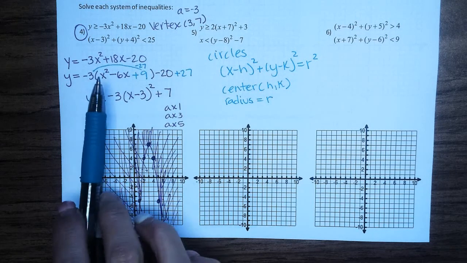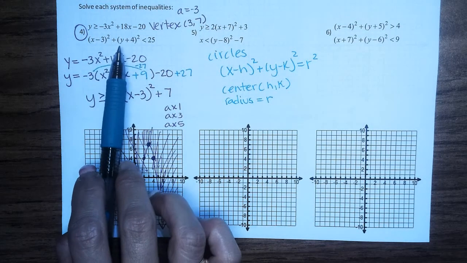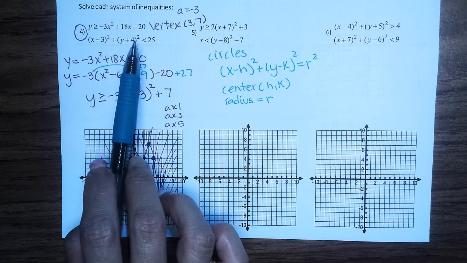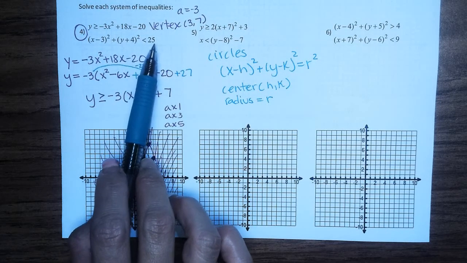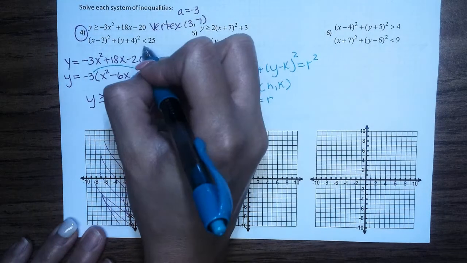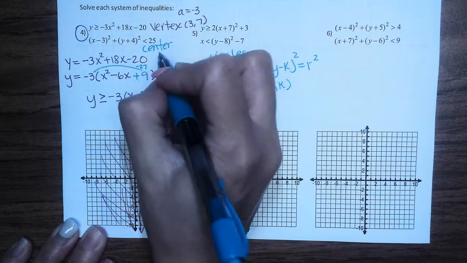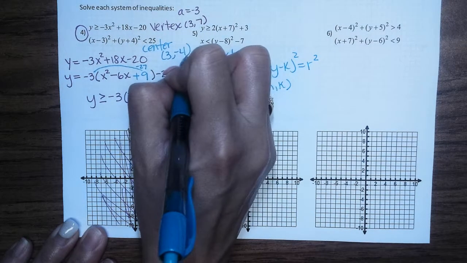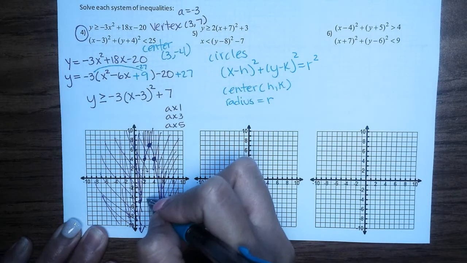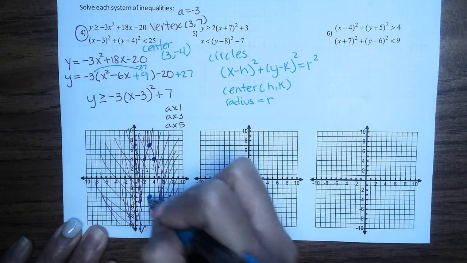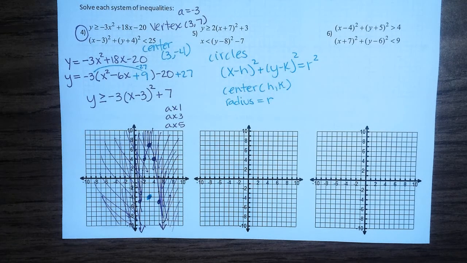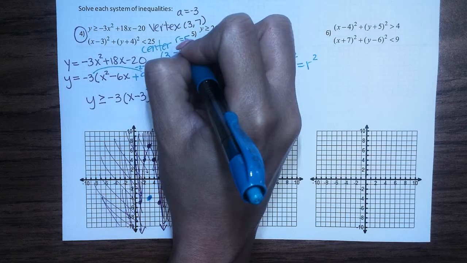You have an equation of x minus 3 squared plus y plus 4 squared less than 25, so that is a circle. The center of the circle is 3, negative 4. So let's graph it. 3, negative 4. The radius of this circle is 5 because you need to take the square root of 25. So the radius is 5.